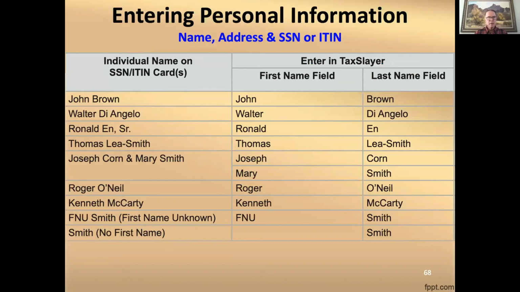In your 4012, there are, I think, two or three pages that deal with how to address names on Social Security or ITIN cards and how to enter them in TaxSlayer. The typical ones I run across are on this page: Joseph, Korn, and Mary Smith. So first name field, last name field, etc. Then down at the bottom, first name unknown.